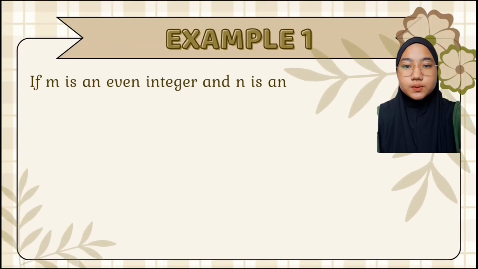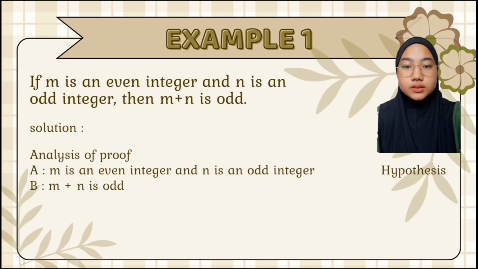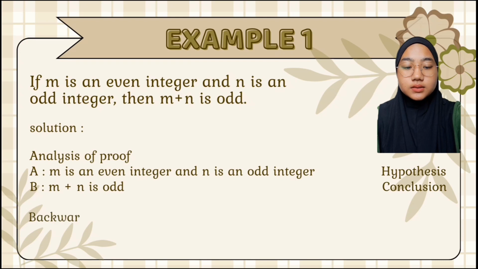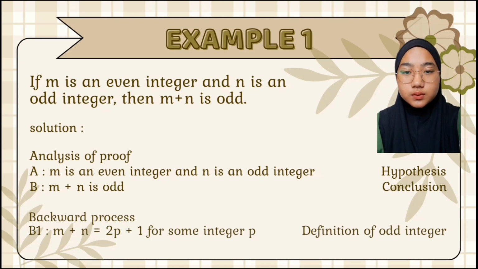Okay, next we go to example 1. If m is an even integer and n is odd integer, then m plus n is odd. For solution, first we will do analysis of proof, which is we divide the question into hypothesis and conclusion. So m is an even integer and n is odd integer will be the hypothesis, and m plus n is odd will be the conclusion.